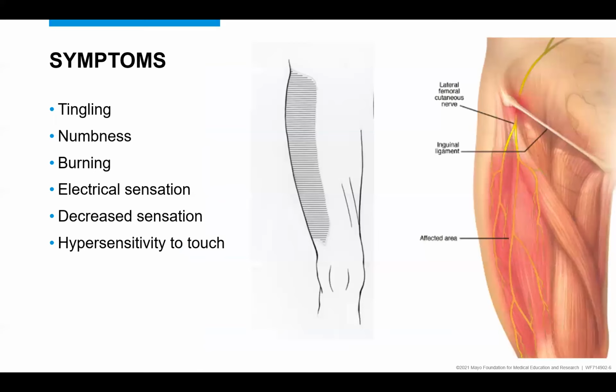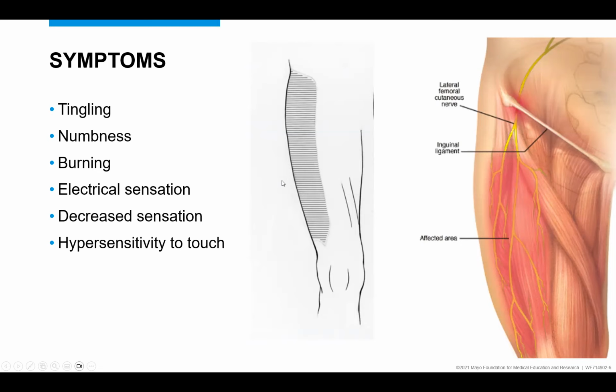So what are the symptoms of Meralgia Paresthetica? Well, they may be a combination of symptoms that include tingling sensation, numbness, or a decrease in sensation. Some patients will describe a burning sensation or electrical sharp stabbing type of sensation, or a combination of all of the above. And the distribution is, of course, the dermatome of the lateral femoral cutaneous nerve of the thigh.